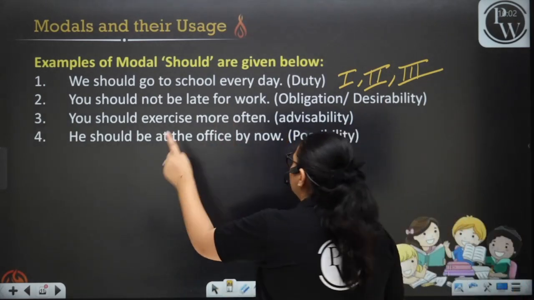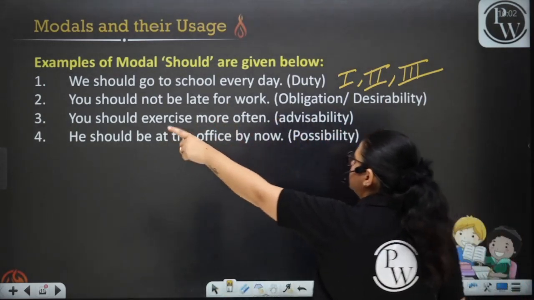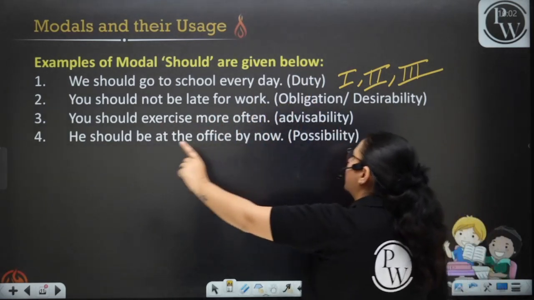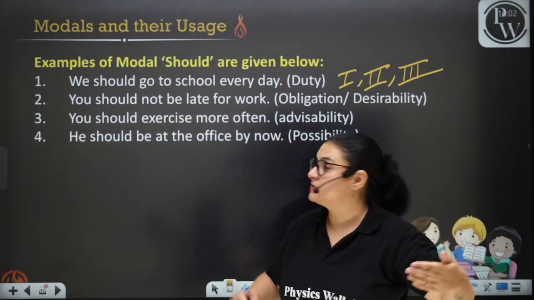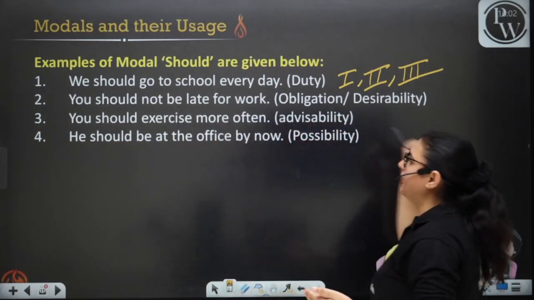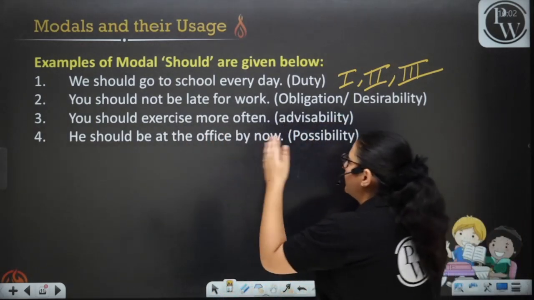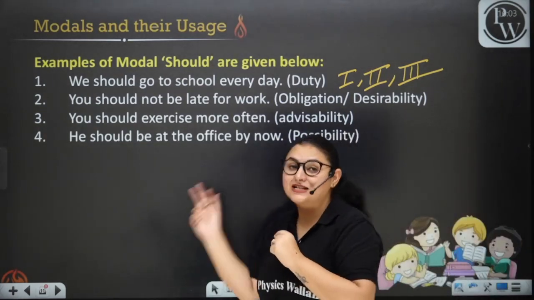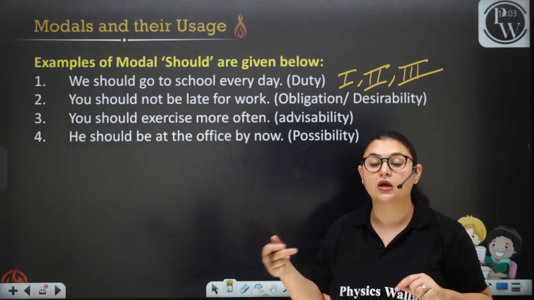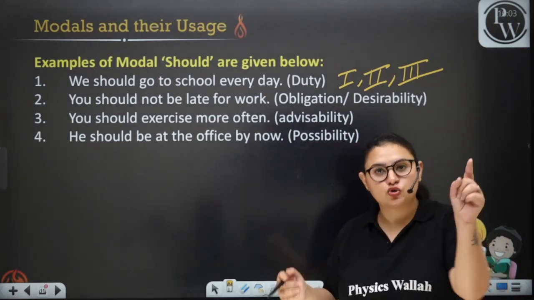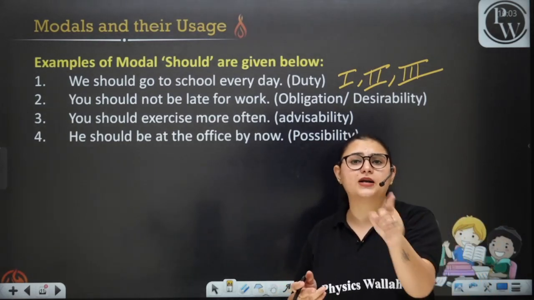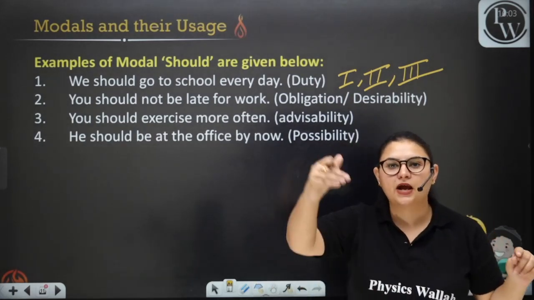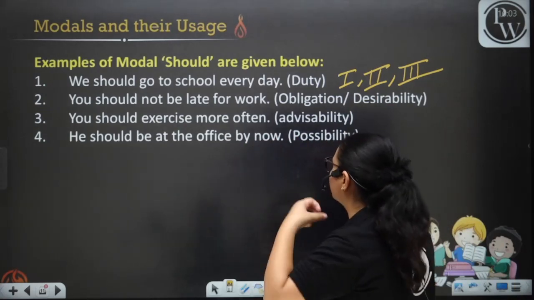You should not be late for work. As we can see here, in this case, we have used the duty or the obligation or the desirability for the second person. You should exercise more often. This is advisability. This is an advice that you should do this thing. You should cut down on your calories. This is an advice, a suggestion that somebody gives you.